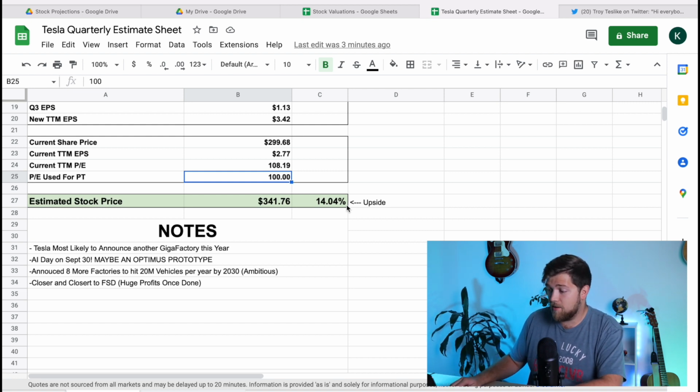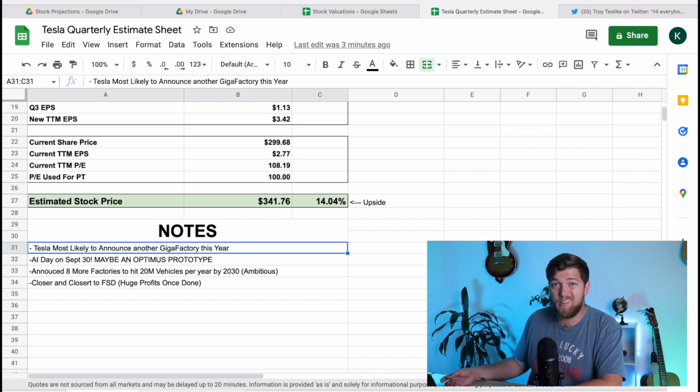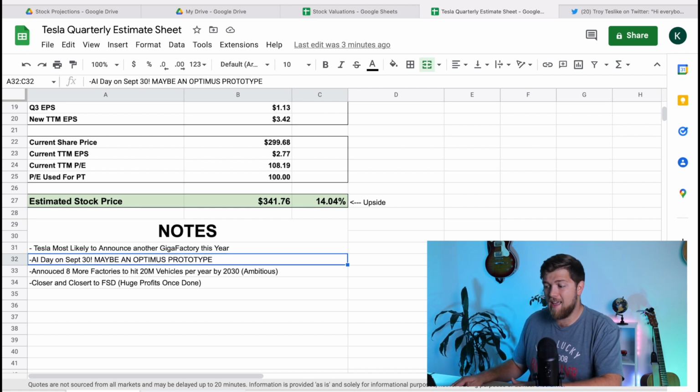We take a look at the fact that they're going to be announcing a new gigafactory likely this year. I think it might be in Canada so far from what all the rumors are saying. On September 30th, we're going to be getting AI Day and maybe see an actual prototype of this Optimus robot. And I mean, that's a huge deal.